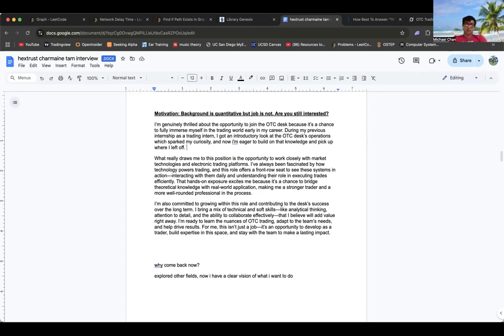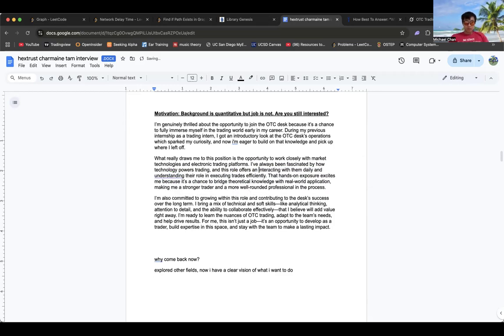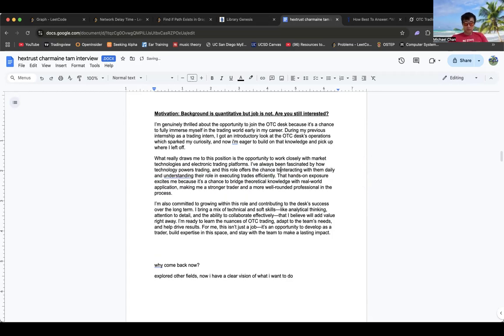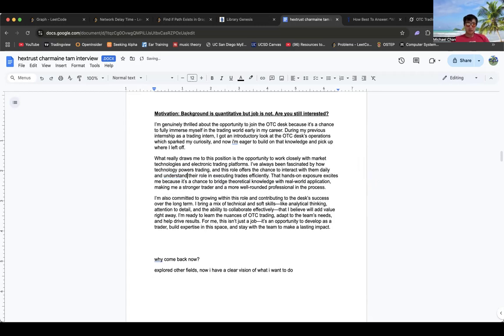And what really draws me to this position is the opportunity to work closely with market technologies and the actual trading platforms. I've always been fascinated by how technology powers trading, and this role offers the chance to interact with them daily and understand their role in executing trades efficiently. That hands-on exposure excites me because it's a chance to bridge the theoretical CS knowledge that I have.